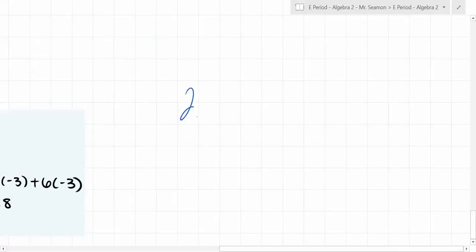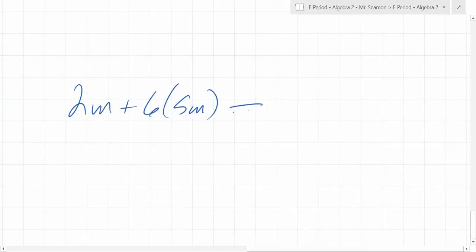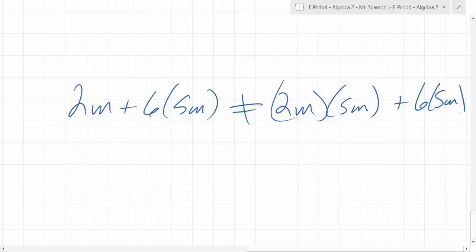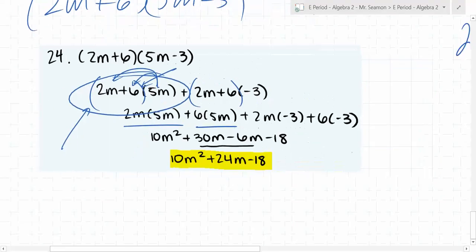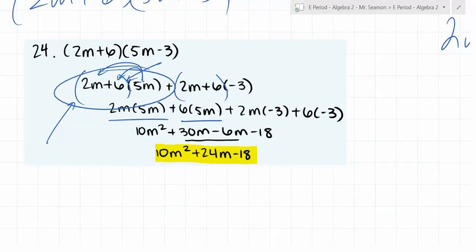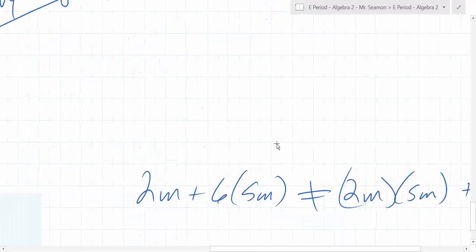What I'm saying is 2m plus 6 times 5m. If you just wrote that, that does not equal 2m times 5m plus 6 times 5m. Do you understand what I mean? It's not the same thing. So if you put those parentheses, sure. But this is exactly what I mean. As long as you do everything times everything, that's fine. Honestly, I would prefer if you did this one right here.